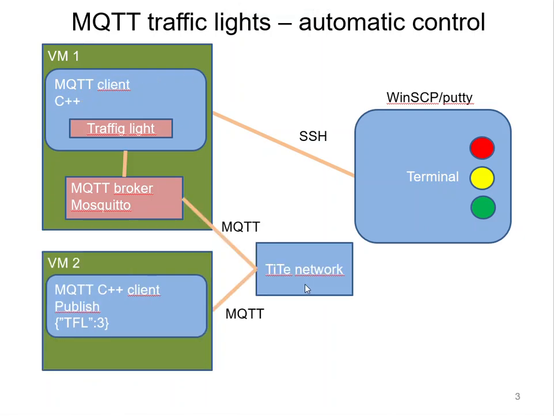And also, if you are controlling your traffic lights with the other teams, then there will be the team number, whatever. So they will publish these messages, and that goes to the TITE network, and then your broker receives those messages and controls the traffic lights according to that.